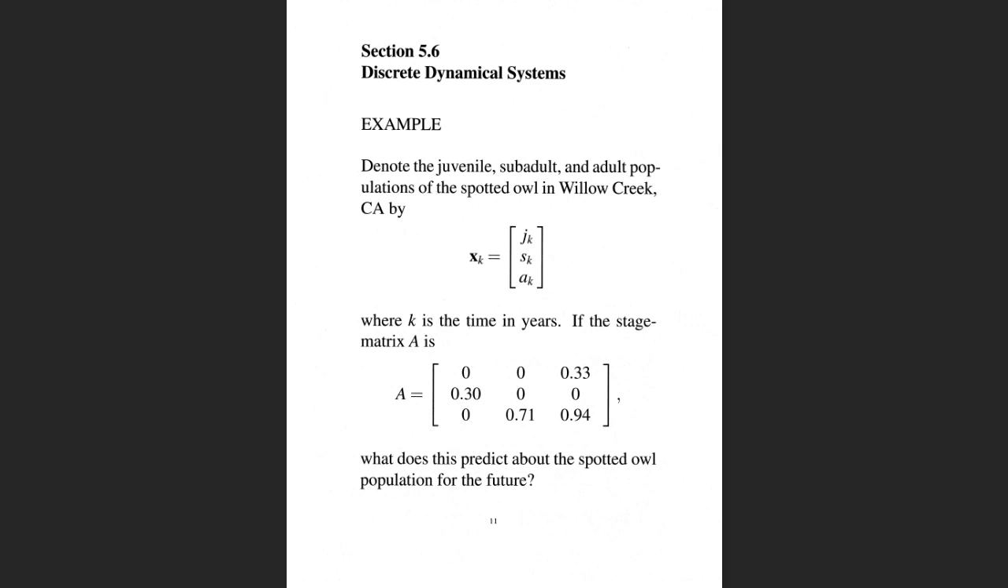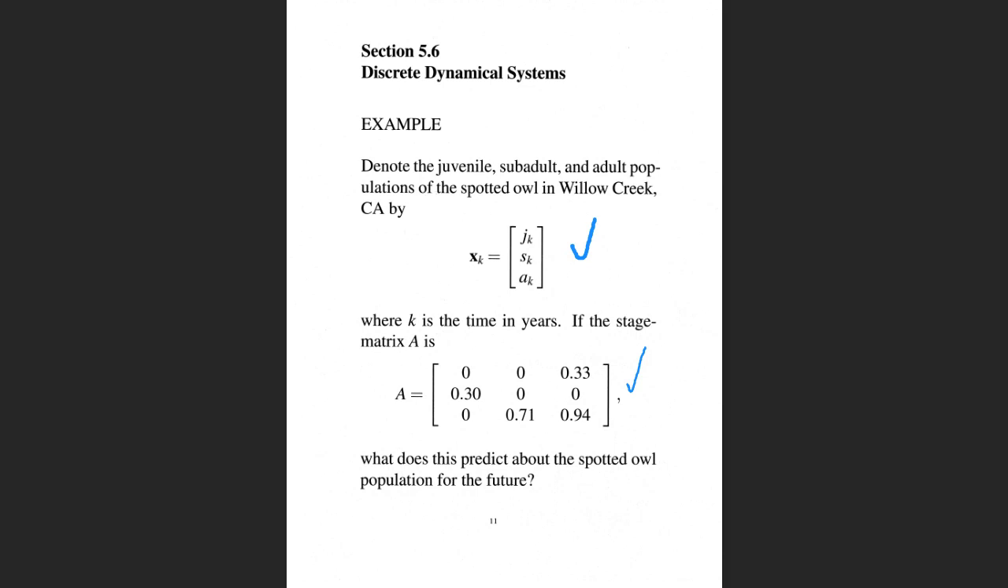We can talk about the evolution of one species, as opposed to the evolution of two species that interact with each other. In this case, we're talking about the evolution of this owl. And the owl has 3 different stages: juvenile, subadult, and adult. Based on the data of this owl, the biologists created this stage matrix.